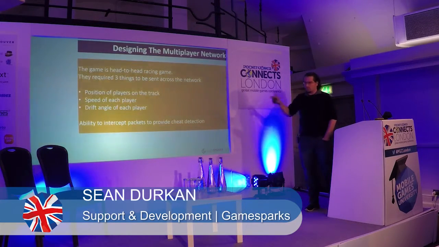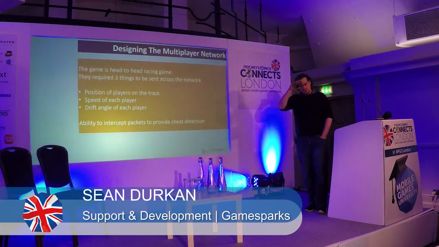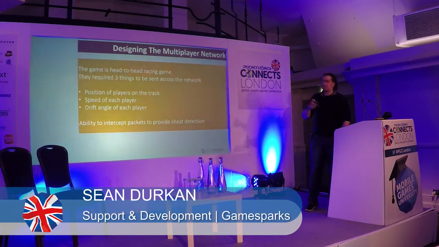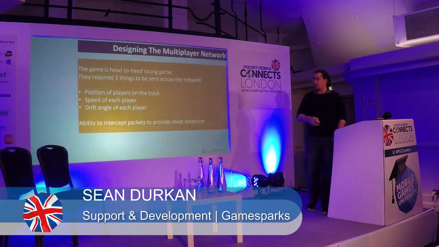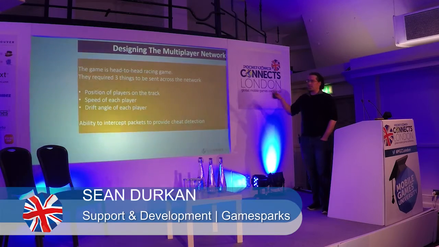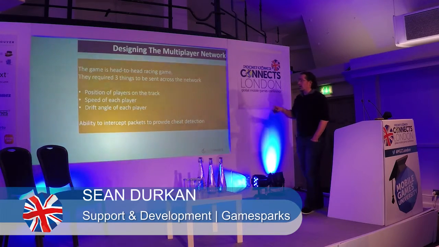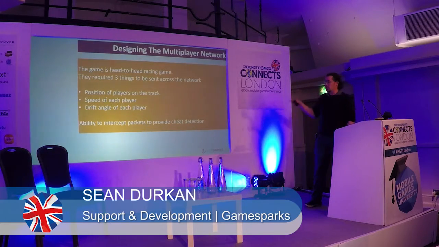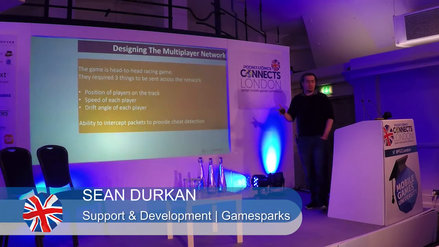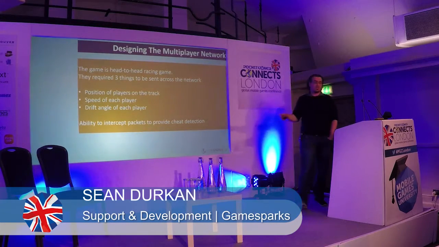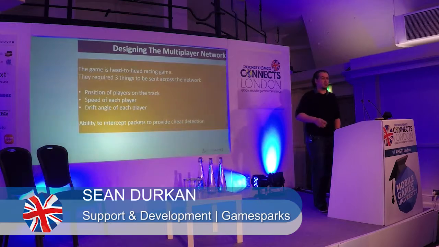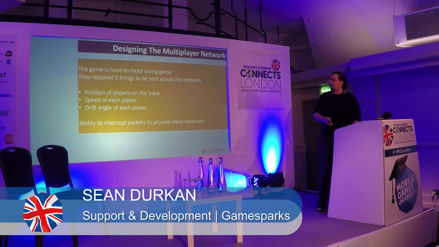So what the next part of this talk is about is what challenges there are for developing real-time multiplayer network services for mobile games. The example that Hutch needed was really simple. It's a head-to-head racing game, and they really only needed 3 things to be sent: the position of the players on the track, the speed of each player, and the drift angle. And then they needed the ability to intercept packets to provide cheat detection, and that was pretty much all they needed.